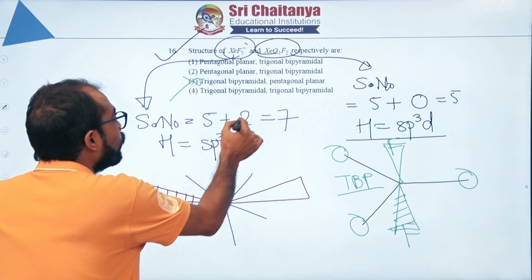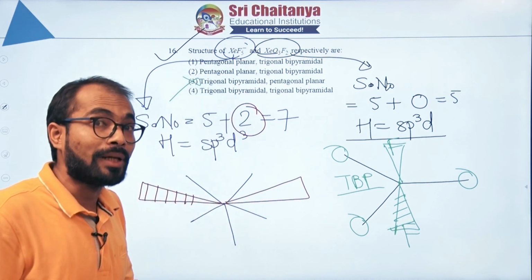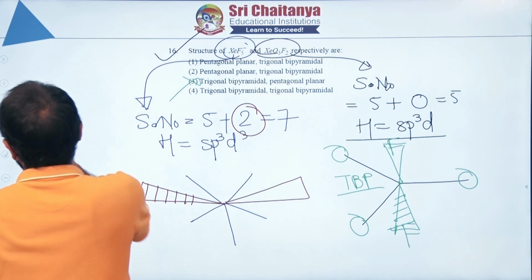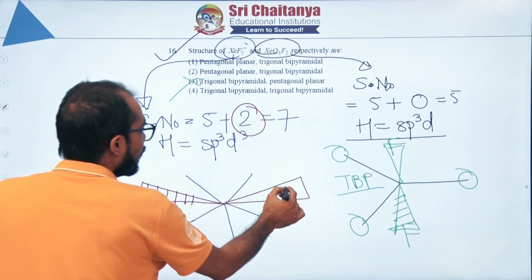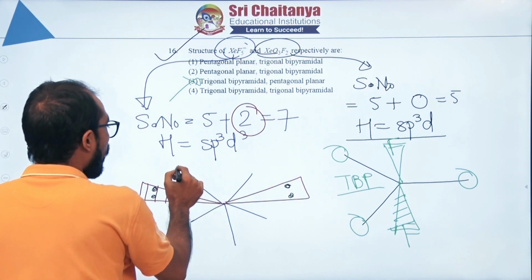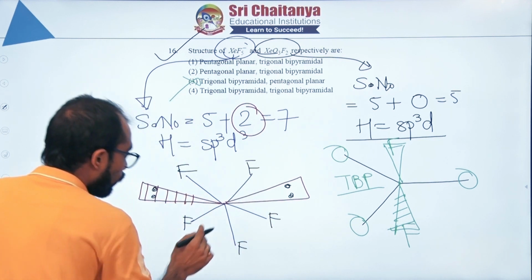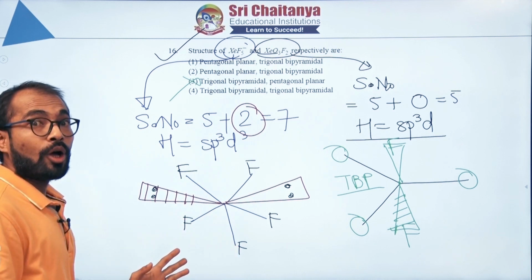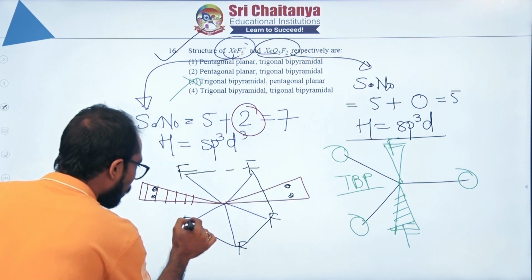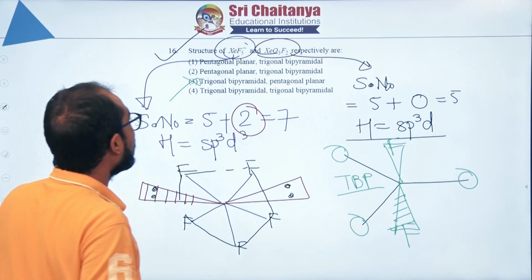Now we have 2 lone pairs, and what does VSEPR tell? Lone pairs create more repulsion, and therefore we need to place them at minimum repulsion. That minimum repulsion can be achieved when you place them directly at 180 degrees. So one lone pair you place here, the other lone pair you place here, and all the remaining fluorine atoms you place here. And when you do, you will not count the lone pairs in your shape. The shape will look like a pentagon, and pentagonal planar will be the answer. So the first one has to be pentagonal planar.